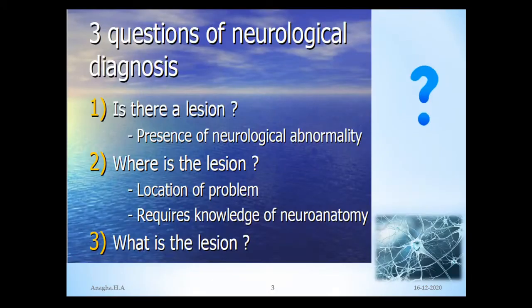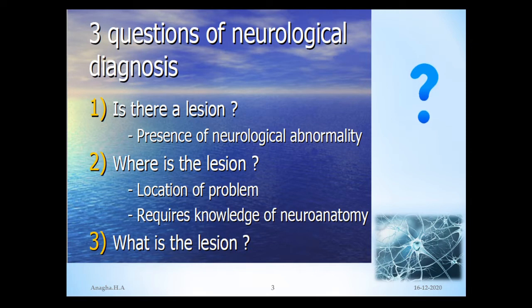Then the three questions of neurological diagnosis, which is very important. Which are the three important ones? First, is there a lesion, the presence of a neurological abnormality. Second, where is the lesion, the location of the problem, which requires knowledge of neuroanatomy. And third, what is the lesion. Neurological diagnosis can be divided into two types, anatomic and etiological. Through that we can learn different types of lesions.